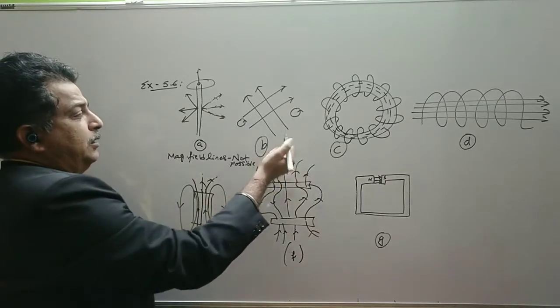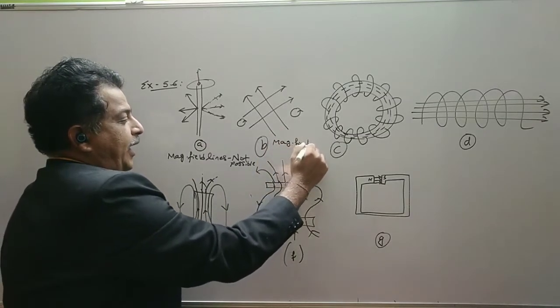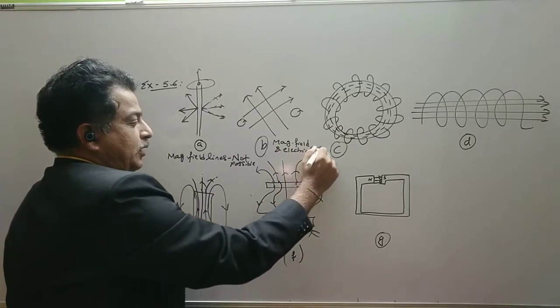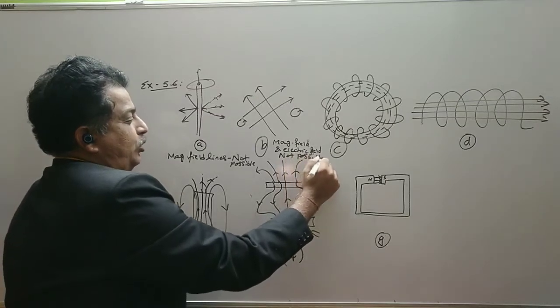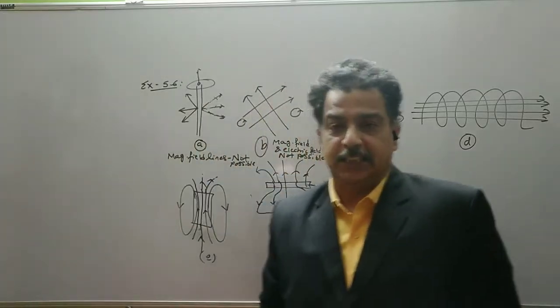Then second, again, magnetic field lines and electric field lines, both are not possible. Why is it not possible? Because two field lines can never intersect each other.